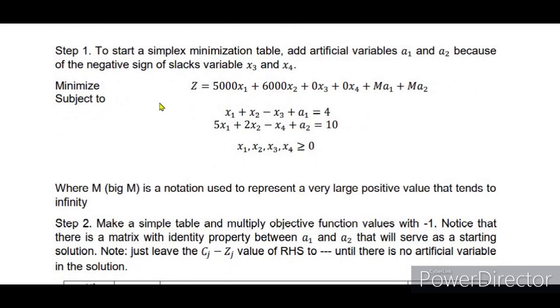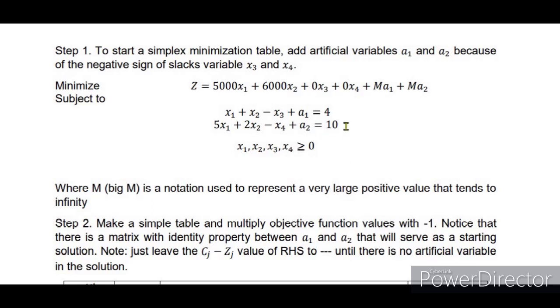Step 1. To start a simplex minimization table, add artificial variables a sub 1 and a sub 2 because of the negative sign of slack variables x sub 3 and x sub 4. So here, in minimization, after adding our slack variables, we will introduce another variable which is called artificial variables. So we will add them to offset the negative sign of the slack variables in our constraint.